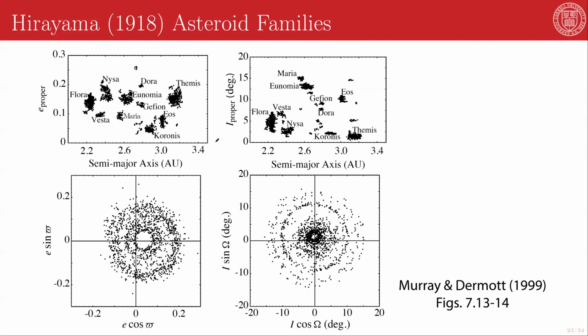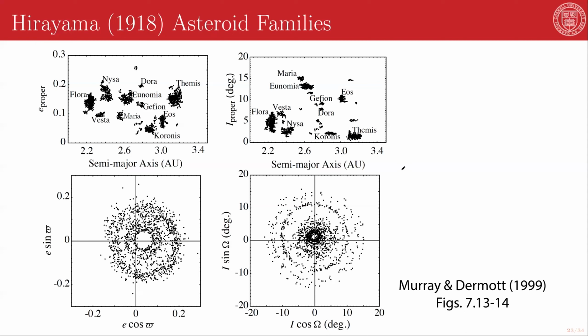rather than the purely osculating elements. Hirayama was the first to propose that each such cluster, subsequently called a family, represented objects that had a common dynamical origin, and that most likely what we were seeing was a result of a breakup of a single large originating body or parent body. Subsequently, it became customary to name each of these families after the largest object belonging to that family, and these are the names that you see here.